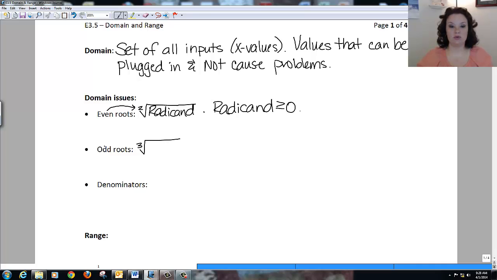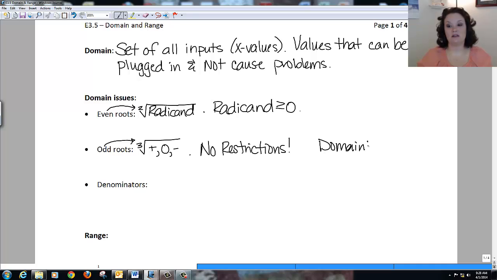Now odd roots are a little bit different. If I had something like the cube root of something, remember with odd roots we can evaluate positives, we can evaluate 0, we can evaluate negatives. We have no problem taking an odd root of any kind of number. So anytime you see an odd root, we just don't worry about it. Okay, there's no restrictions. Okay, and anytime there's no restrictions, that means that our domain would be all real numbers, or negative infinity to positive infinity. Okay. Now, there may be an odd root and something else. If you have another problem, you still need to accommodate for it. But if all you have is an odd root, then you don't have any problems.